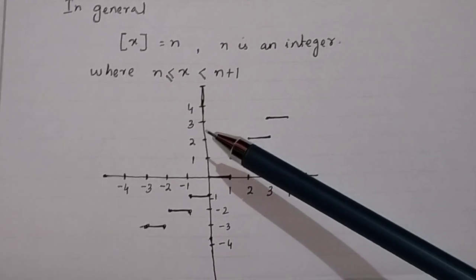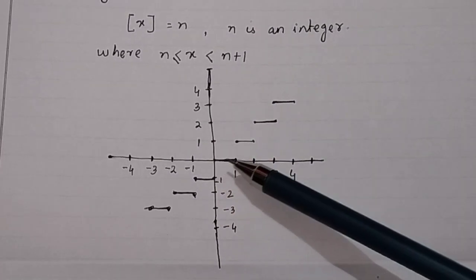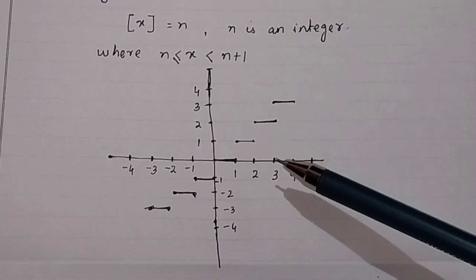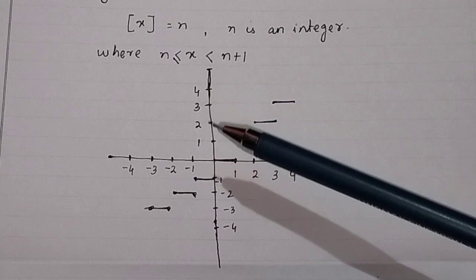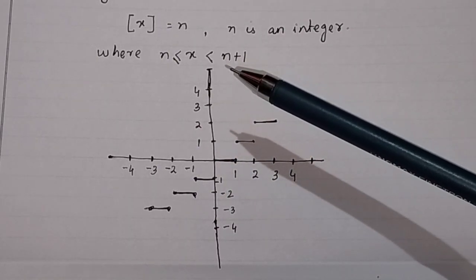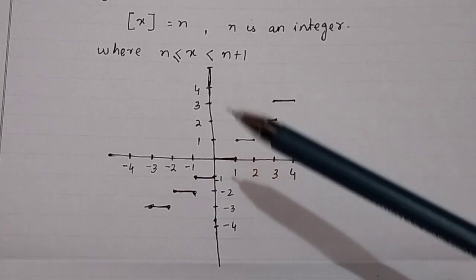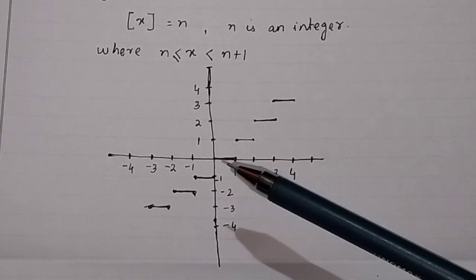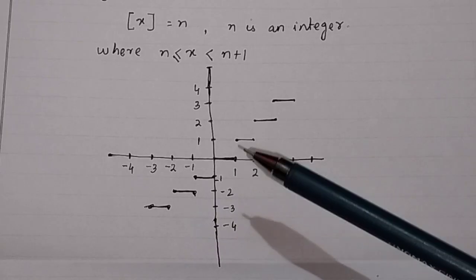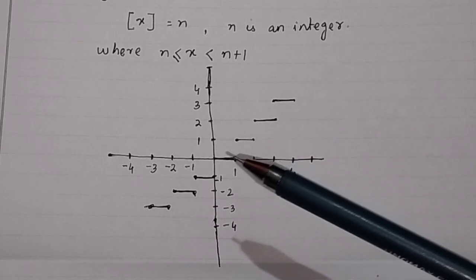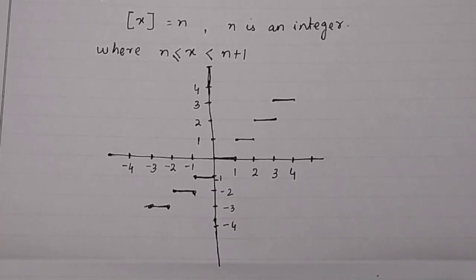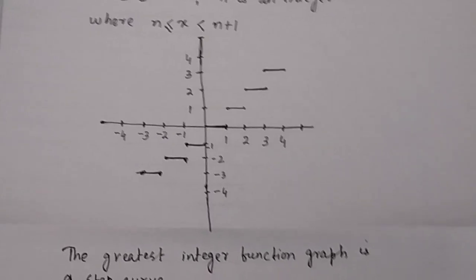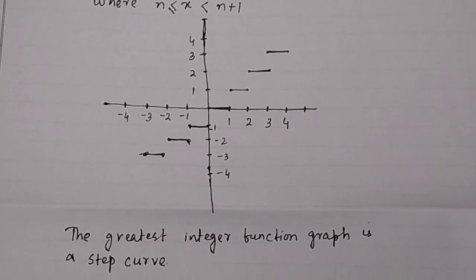And if you plot a graph taking the value of x along the x axis and the integer along the y axis, then the greatest integer function will be in the form of steps. Either it is 1 or 2 or 3 or 4 or -1, -2, -3, like this. So it is a step function. Remember, the greatest integer function graph is a step graph like this, and it is a very important question.